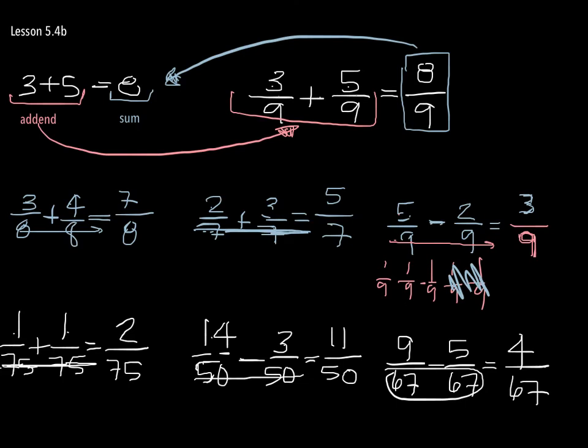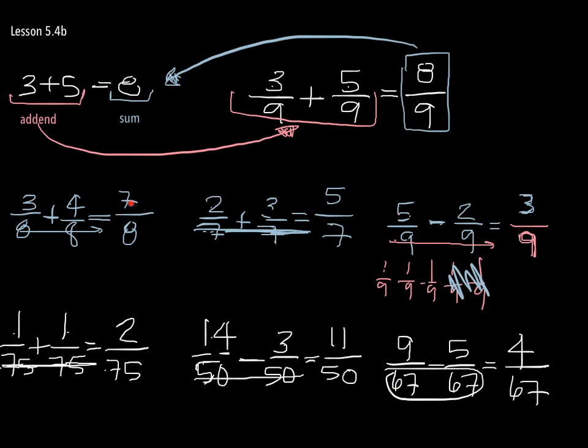So with this lesson, boys and girls, basically what we've done is we keep our language the same. Notice that our denominator stays the same in all of these problems. Here it's 7, 7. In the solution, in the sum, it's 7. In each of the addends, it's 9 and 9. In the sum, it's a 9. In each of the addends, it's a 75, 75. So in the sum, it's a 75. 50, 50. In the sum, it's 50. 67, 67. In the sum, it's 67.